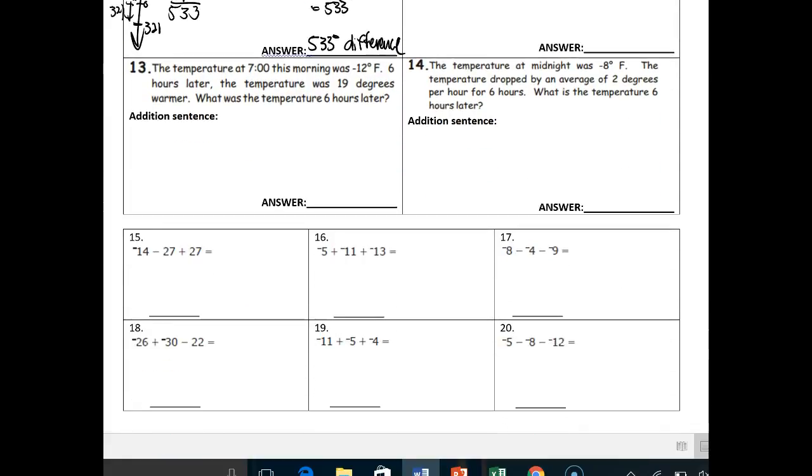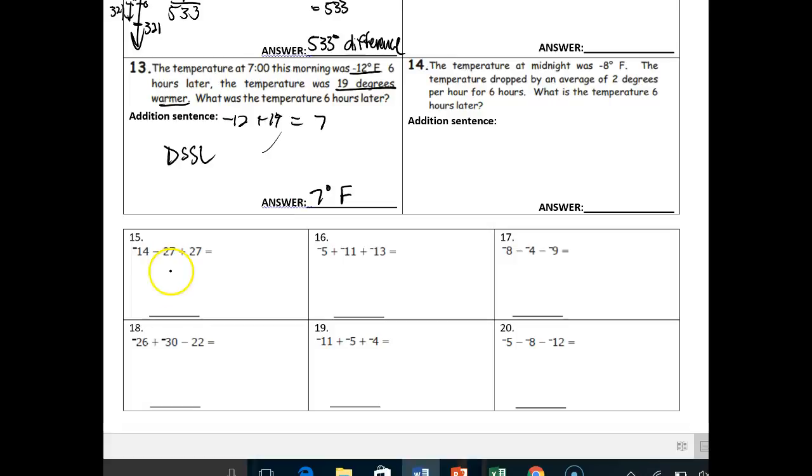Right, number 13. The temperature at 7 was negative 12 degrees Fahrenheit. 6 hours later, the temperature was 19 degrees warmer, so plus 19. What was the temperature 6 hours later? This is pretty simple. DSSL, 19 minus 12 gives us 7, stays positive because I had more positives, so 7 degrees Fahrenheit was the temperature.